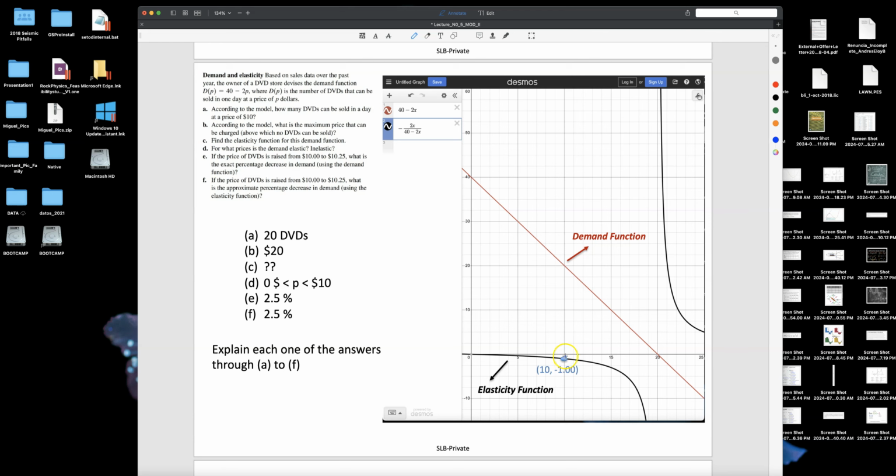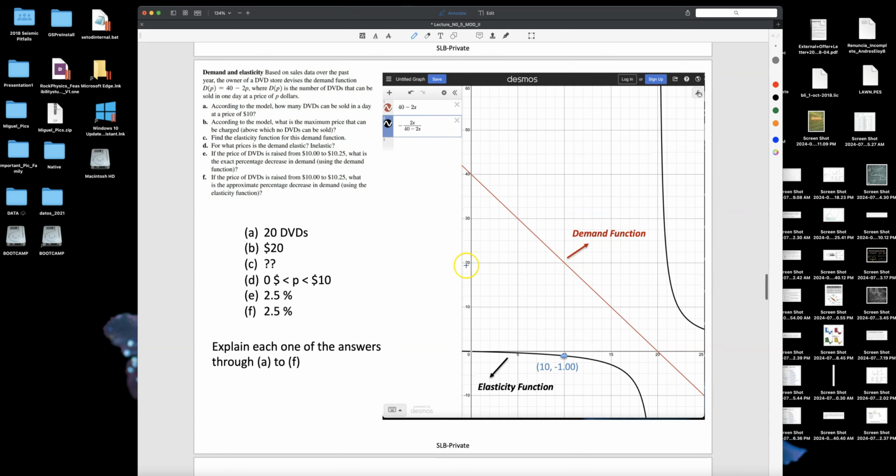So if I go to the demand function, I have here $10, and then I look at what is the demand, and that is going to be 20. Okay, the demand, I'm sorry. So basically, if the price is going to be $10 in one day in that store, according to this model, we're going to be able to sell a maximum of 20 DVDs. Okay, this is what this is telling you. Okay, they say, well, find the elasticity function for this demand function.